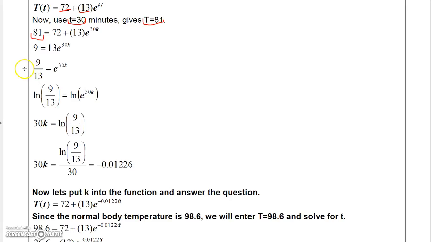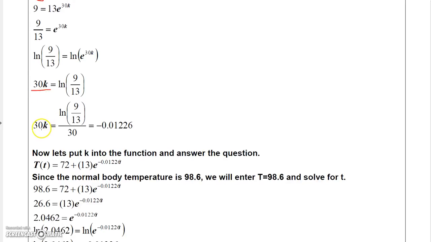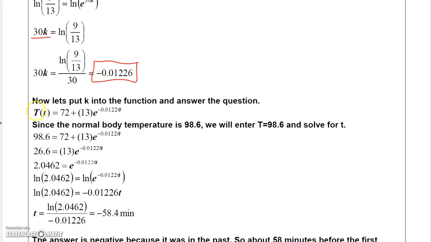Now I'll take the natural log of both sides, so I get natural log of this fraction equals natural log of e to the 30k. Well, we know the natural log of e to the 30k is just 30k, so that would be 30k equals natural log of 9/13. And then to solve for k, divide by 30. So I took the natural log of 9/13 divided by 30, and I got this constant, negative 0.01226.